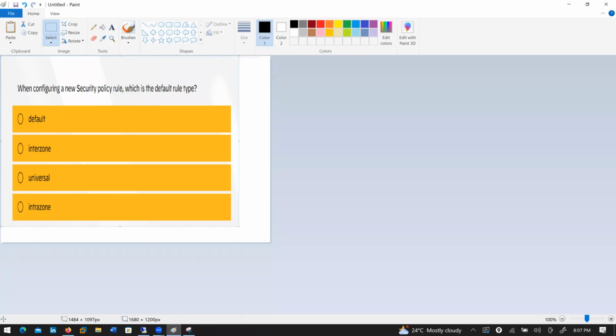When configuring a new security policy rule, which is the default rule type? Intrazone and interzone? When we are configuring, default.